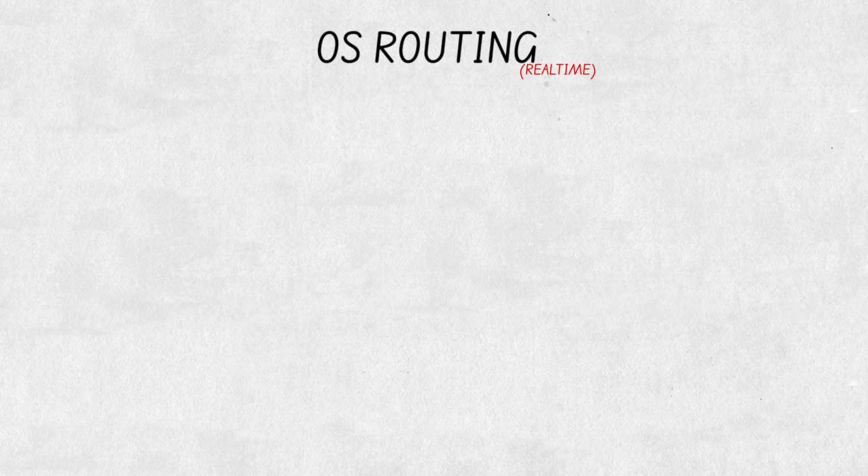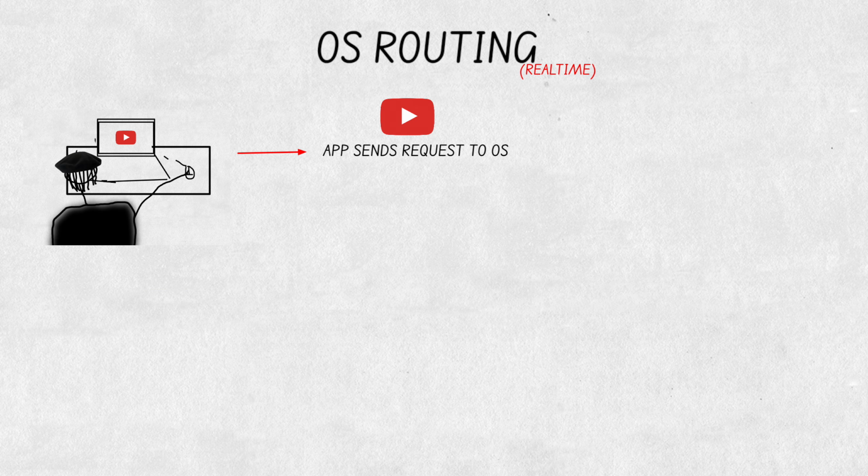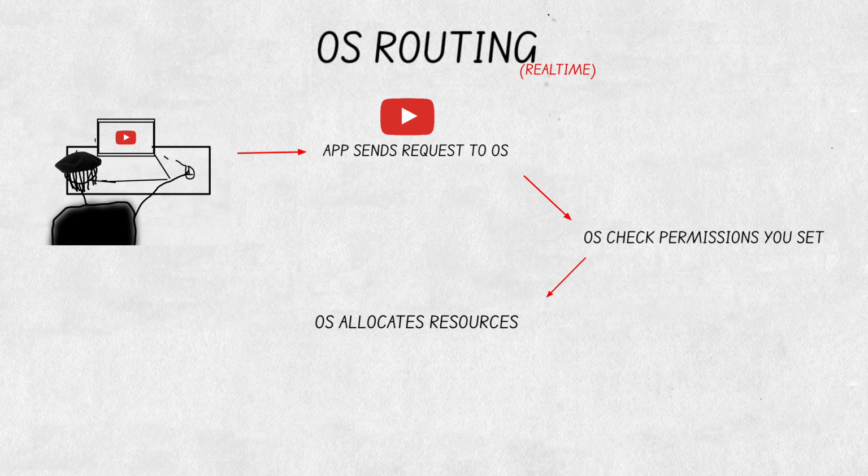Here's the daily routine of an OS. The moment you do something, the app sends requests, the OS checks permissions, the OS allocates CPU, RAM, storage or camera, hardware executes, OS cleans up. This is happening hundreds of times per second, quietly, smoothly, invisibly, like a backend worker doing everything while you take the credit.